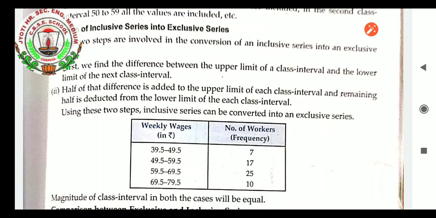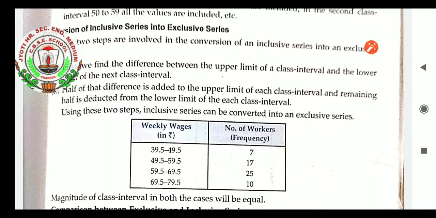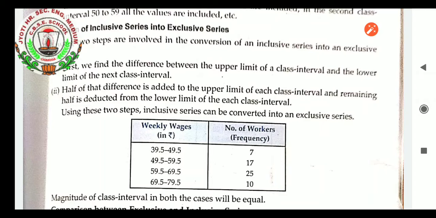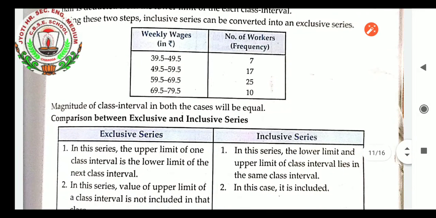Now in this series, can you see 39.5 to 49.5, the upper limit is 49.5. If you go to the next class, it is 49.5 to 59.5. Whatever the value is doesn't matter, but the lower limit of the second class must match the upper limit of the first class. Then it is an exclusive series and it must go continuously. The magnitude of class interval in both cases will be equal.